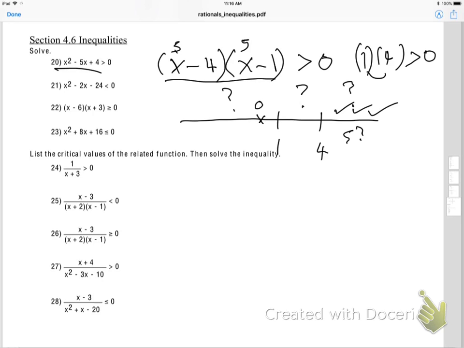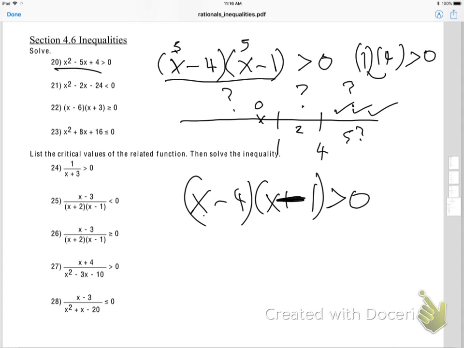Let's try a 2, between 1 and 4. Again, (x minus 4)(x minus 1), is it greater than 0? So put a 2 in there. 2 take away 4 is negative 2. 2 take away 1 is 1. Multiply those together, you get negative 2. Is negative 2 bigger than 0? No, it isn't. No good, that area.